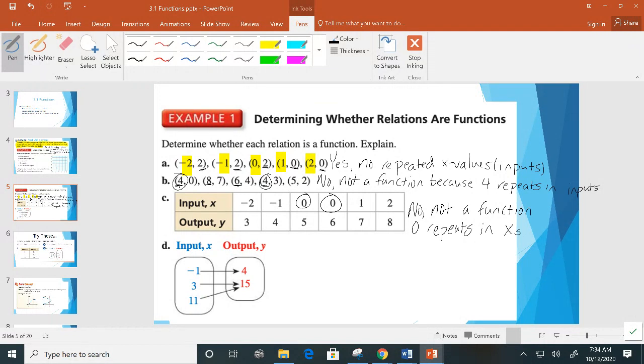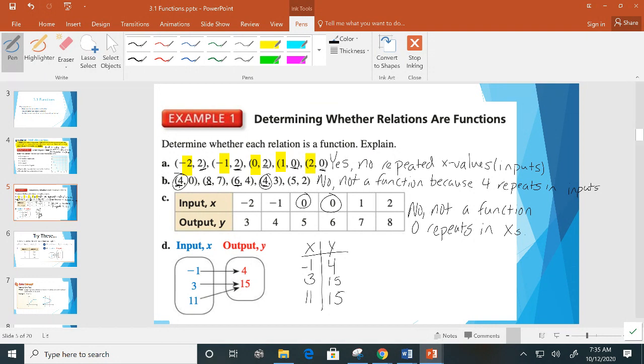This last example down in here in D is what we call a mapping diagram. Anytime you're given a mapping diagram, I suggest that you either write the ordered pairs that correspond with it or you create a table. I'm going to create a table because it'll be a little bit easier. So I've got my x's and my y's. Here are my x values in blue and my y values are in red. So I know my first point or my first coordinate would be -1, 4. Then I have 3 going to 15, so 3, 15. And I have 11 going to 15 as well.